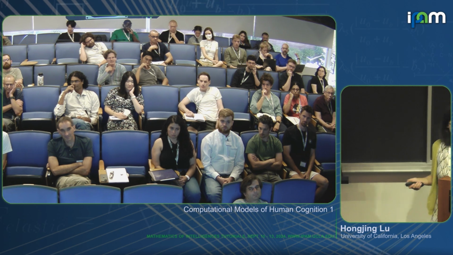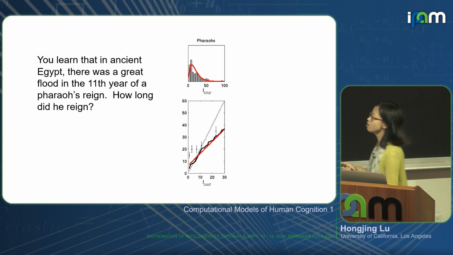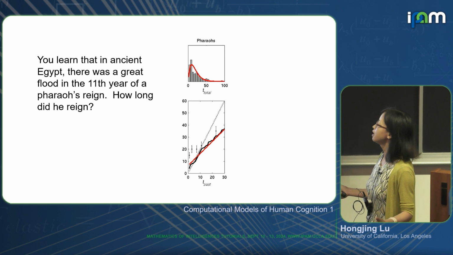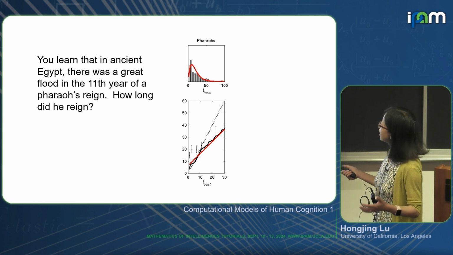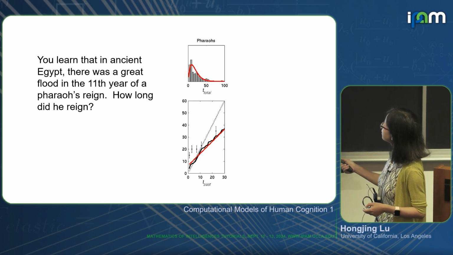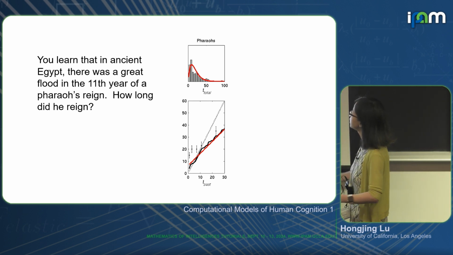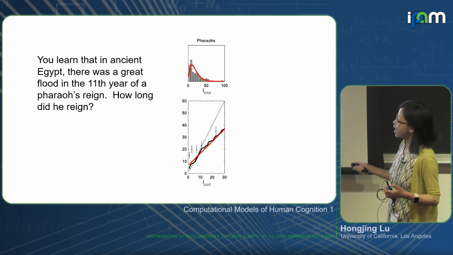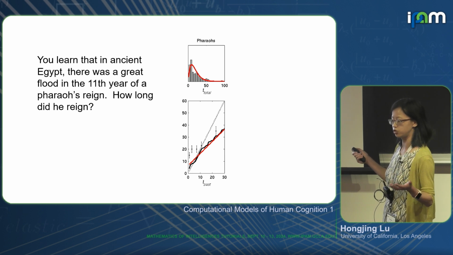But there's one very interesting example. There's one question which says: you learn that in ancient Egypt there was a great flood in the 11th year of the Pharaoh's reign. How long did he reign? This is one example, and you can see the natural statistics. We can go back to history, where we know the reign duration for each of the pharaohs. Now, the human judgments are quite far away from the prediction of the model if you use the true history here.